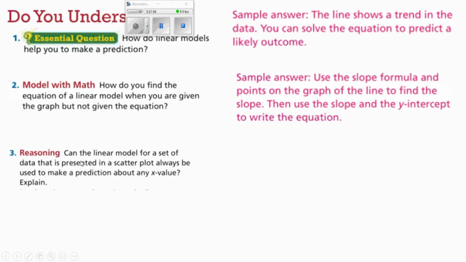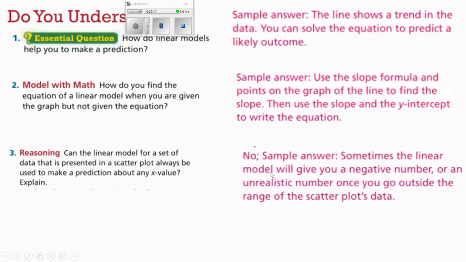Number three, can the linear model for a set of data that is presented in the scatter plot always be used to make a prediction about any x value? Explain. No. Sometimes the linear model will give you a negative number or an unrealistic number once you go outside of the range of the scatter plot's data.